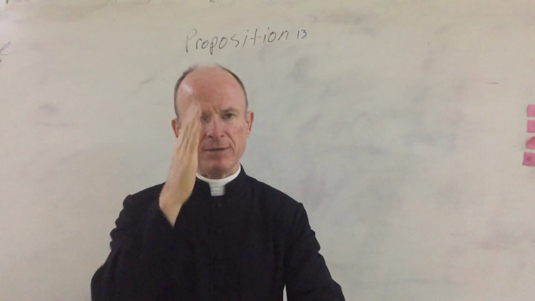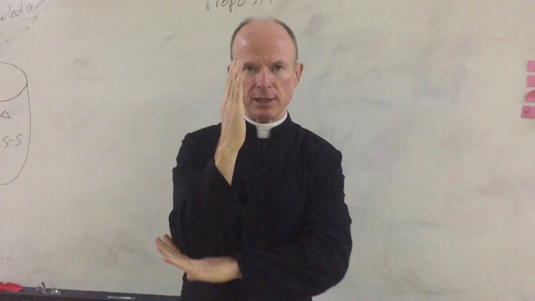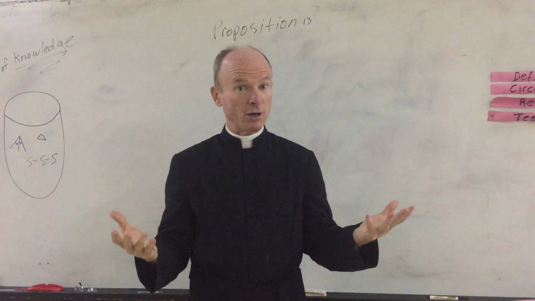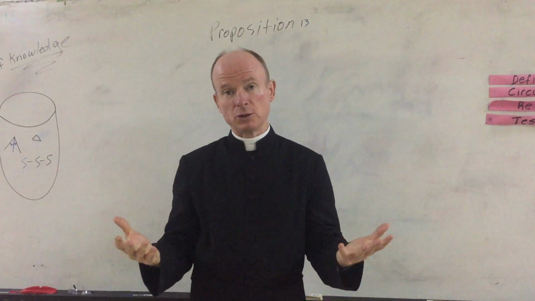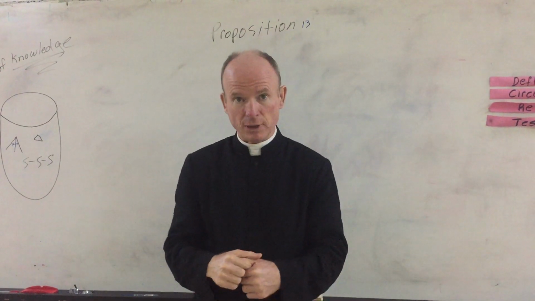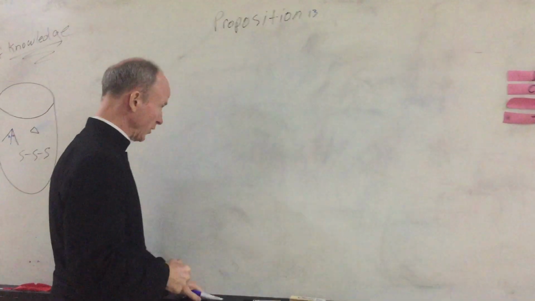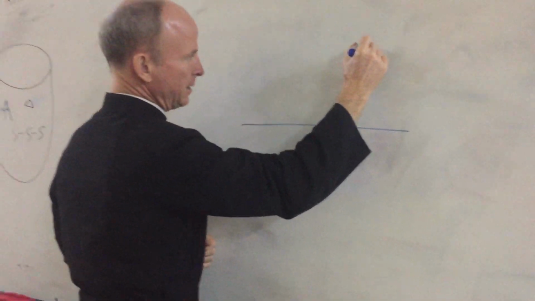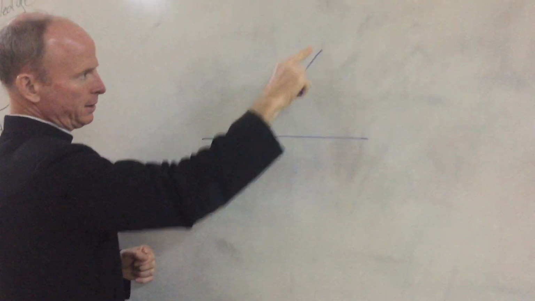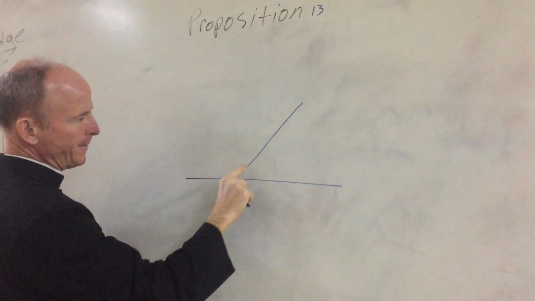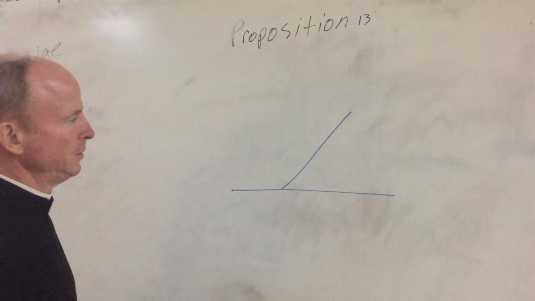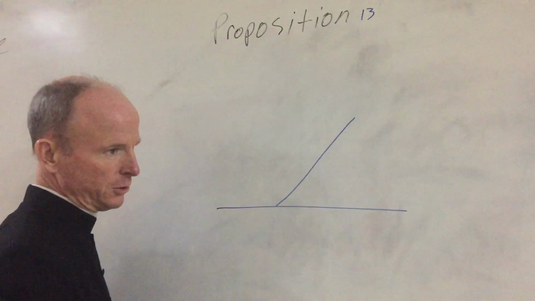Proposition 13. If a straight line stands on another straight line, it creates adjacent angles, which are either right angles, or those two adjacent angles are equal to two right angles, okay? So let's have our given here. Two straight lines, one standing on another. Okay? This line standing on this line. I say that these two angles are either two right angles or they're equal to two right angles.